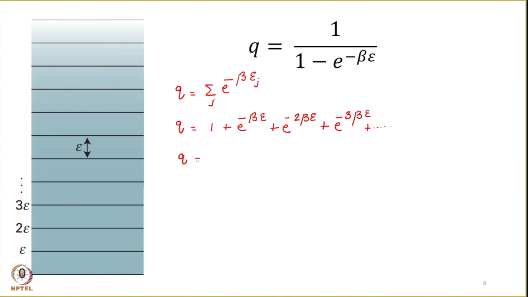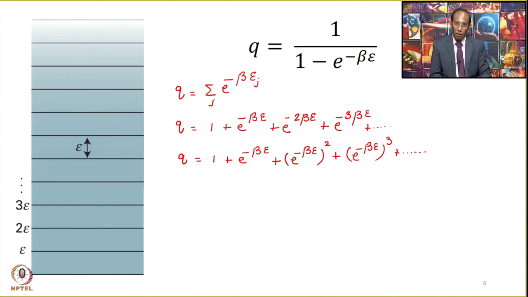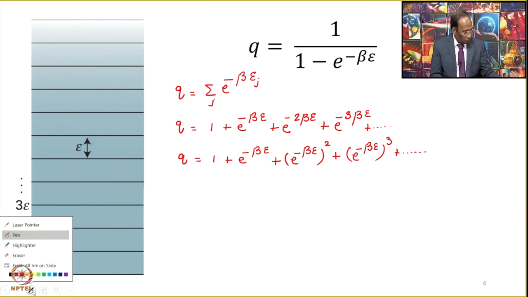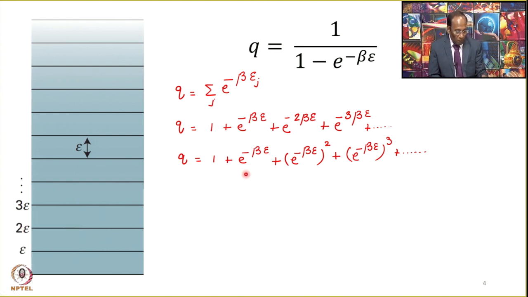I can write this as Q is equal to 1 plus exponential minus beta E plus exponential minus beta E whole square plus exponential minus beta E whole cube, etc. And we want to write the sum. If you carefully examine this expression, it is like 1 plus x plus x square plus x cube plus so on. It is a geometrical progression. And you know that the sum of a GP, 1 plus x plus x square plus x cube plus so on, is 1 over 1 minus x.